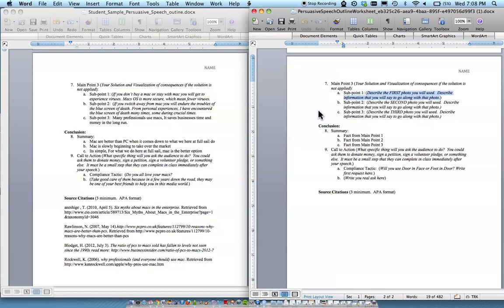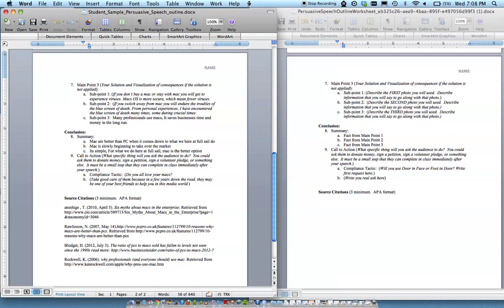So when we think about this, think about making it really specific and help us see how this appeals to our lives. So let's look at the student example. So this student turned in subpoint number 1, if you don't buy a Mac or stay with a Mac, then you will get to experience viruses. Mac OS is more secure, which means fewer viruses. Okay, so this is really good.